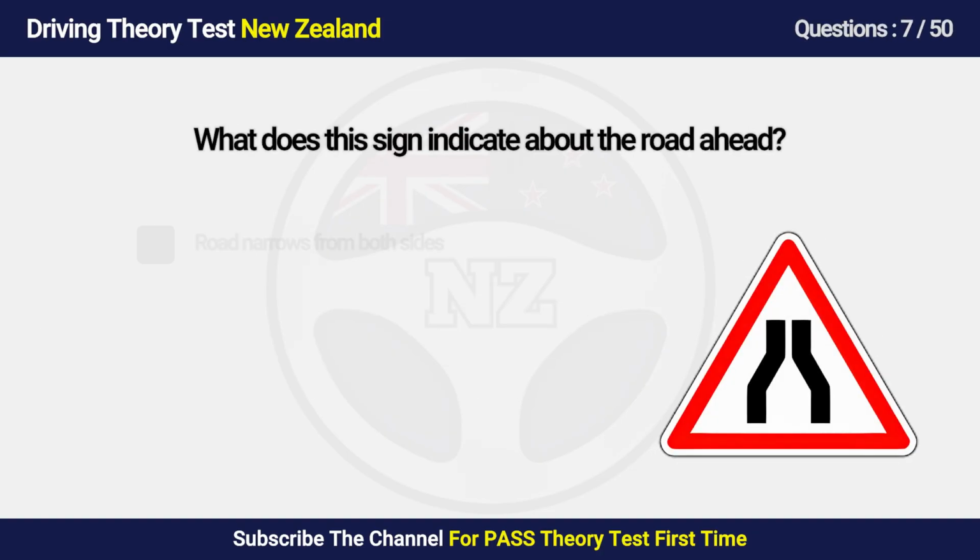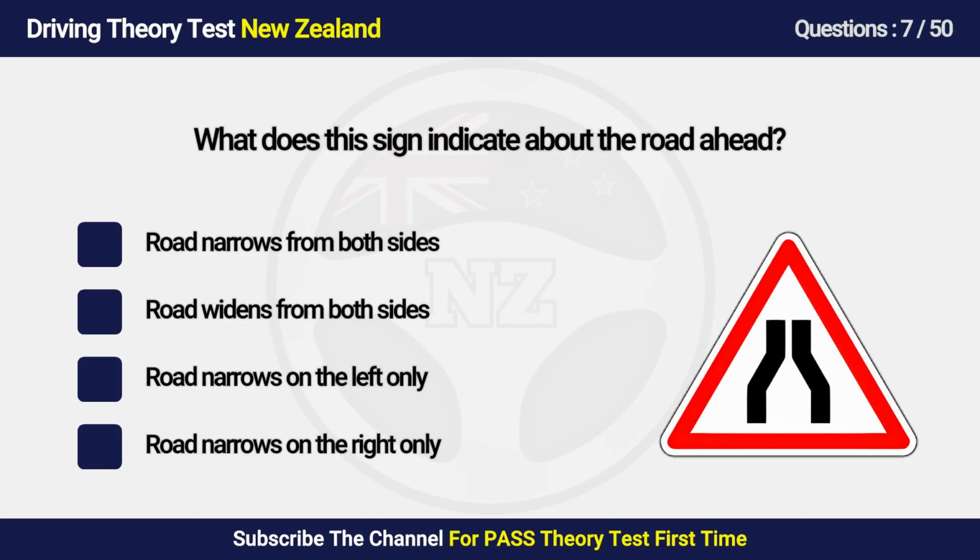Question 7. What does this sign indicate about the road ahead? A. Road narrows from both sides. B. Road widens from both sides. C. Road narrows on the left only. D. Road narrows on the right only.